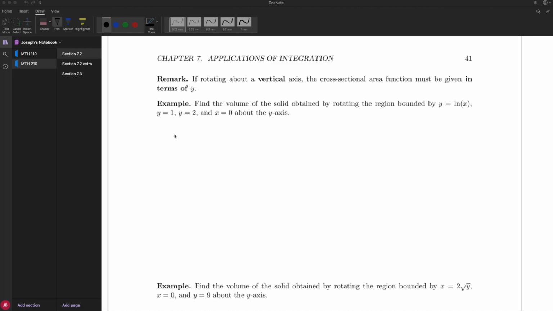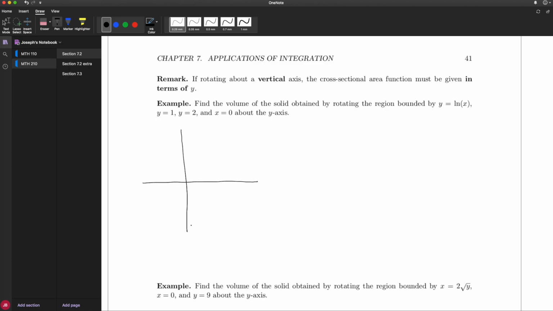So let's draw our first picture here. So we're going to find the volume of the solid obtained by rotating the region bounded by y equals ln x, y equals 1, y equals 2, and x equals 0, which is really just the y-axis itself, about the y-axis. So let's see what this looks like. So we're going to get something like, let's try that again. Something like this, okay?